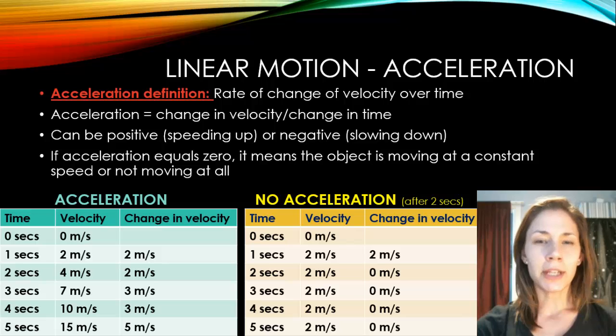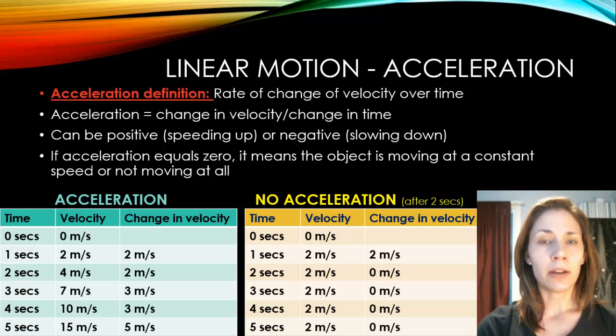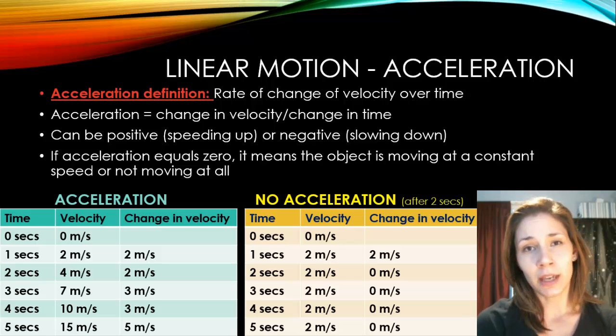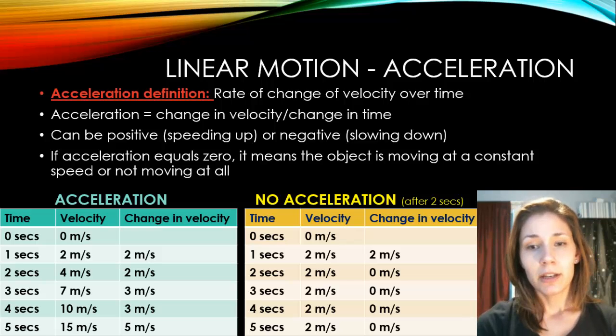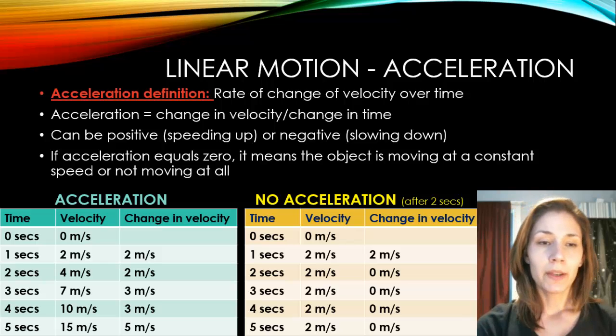If you look at the yellow table, when you're not accelerating, your velocity stays constant. That means that after 1 second, you're going 2 meters a second, but then after that, you're still going 2 meters a second. At 5 seconds, you're still going 2 meters a second. You haven't increased your speed at all. And on the last column there, it says change in velocity. Well, you haven't changed your velocity because it's still going the same rate. So it's 0 all the way through after 1 second. 0 meters per second is your change in velocity.